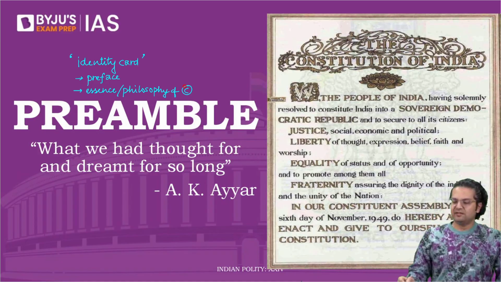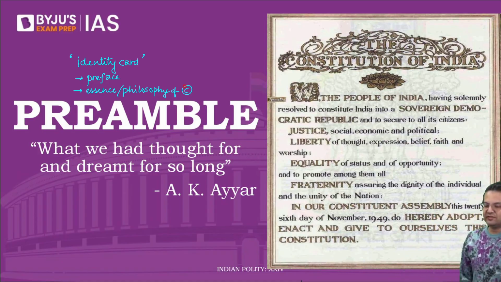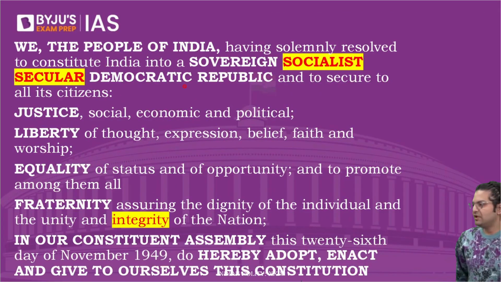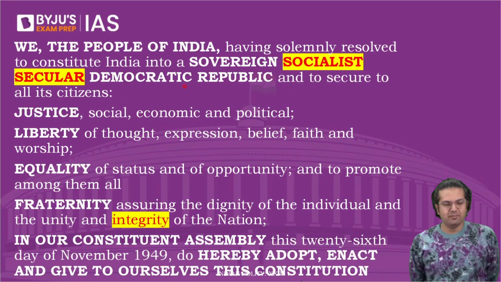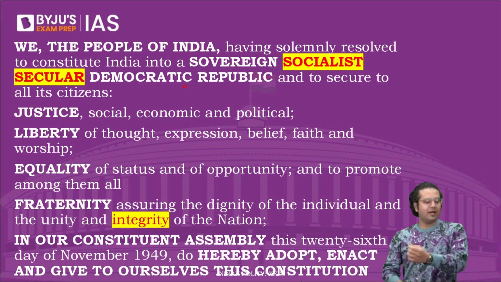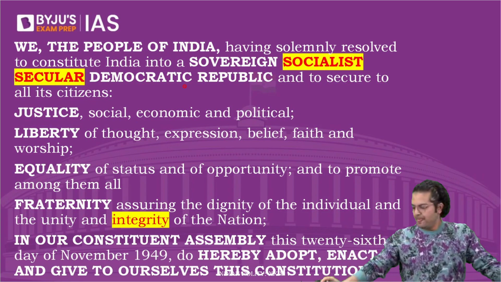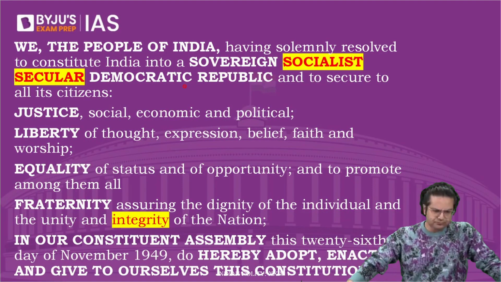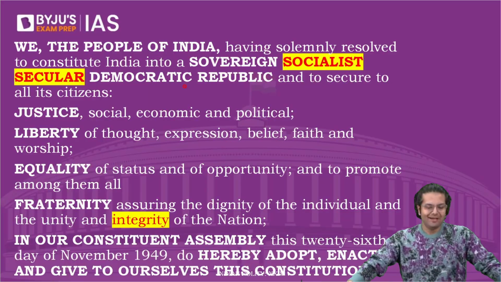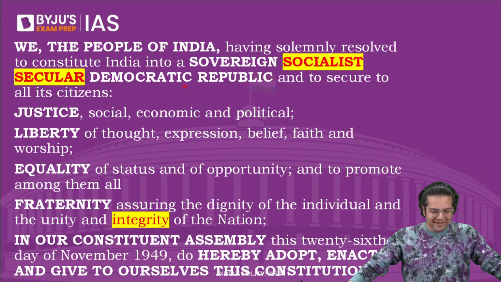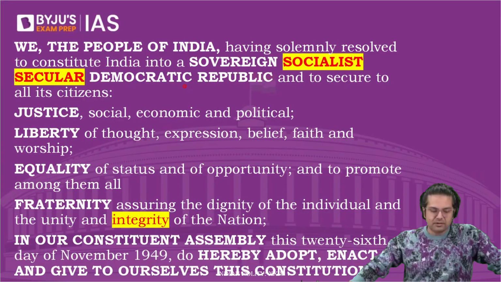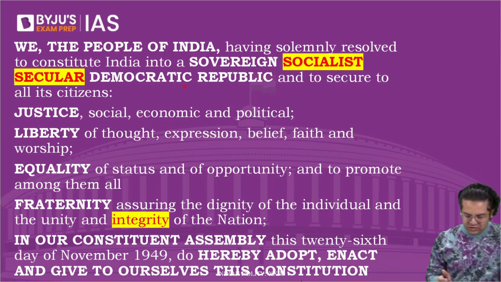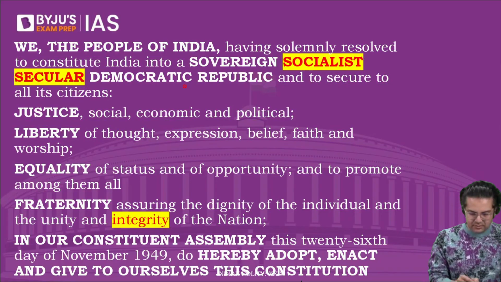So let's see, this is the original text. It does not have some words. So this is the full and final text of the preamble. Please ensure that you mug up the preamble. It's very, very important. We the people of India, having solemnly resolved to constitute India into a sovereign, socialist, secular, democratic republic, and to secure to all the citizens, what? Justice, social, economic, and political.